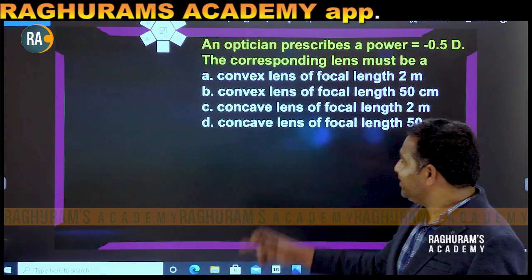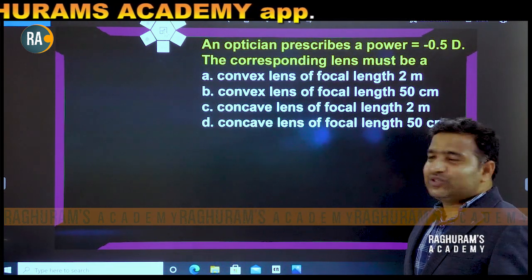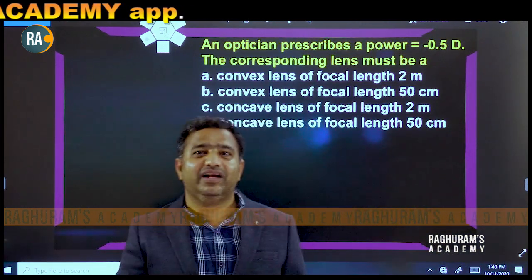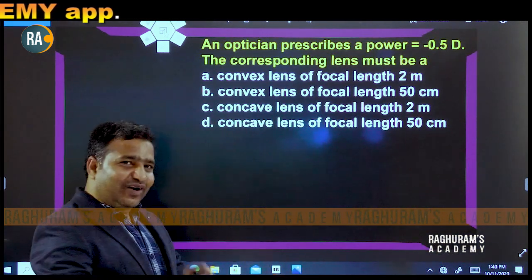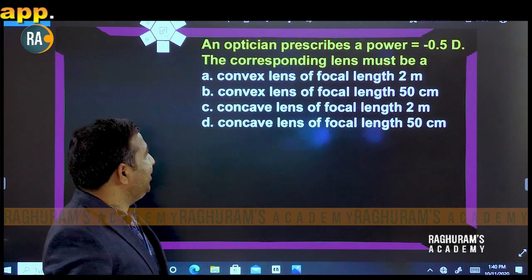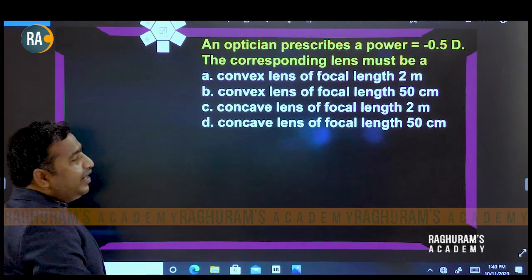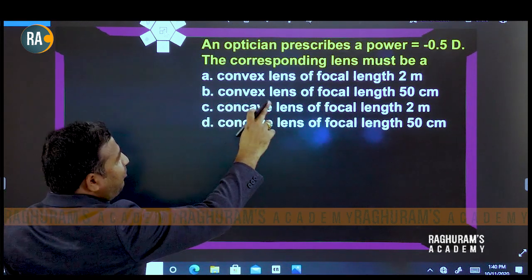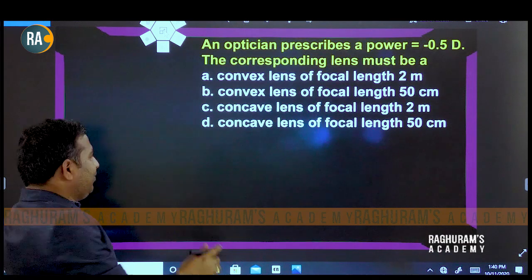Is it a convex lens or a concave lens? What is the focal length of the lens? First of all, you should remember one thing. According to the given data, the optician prescribes a power. Power is nothing but the lens power.